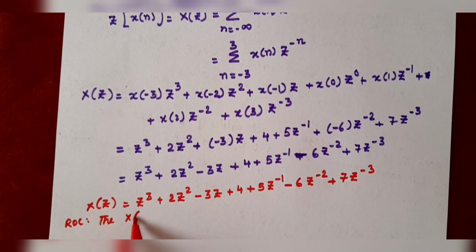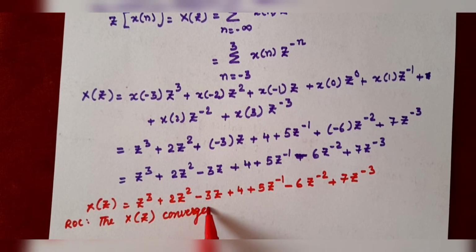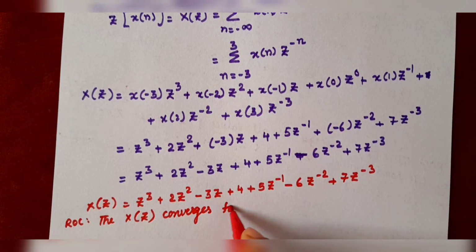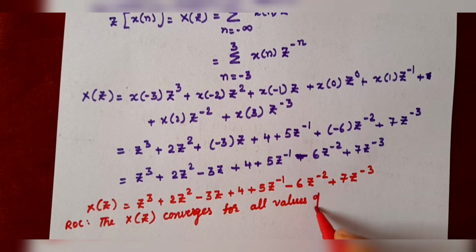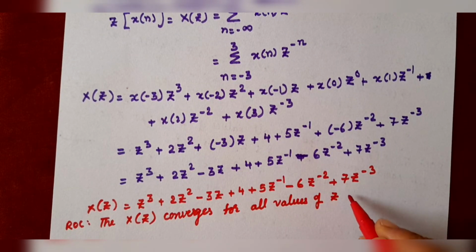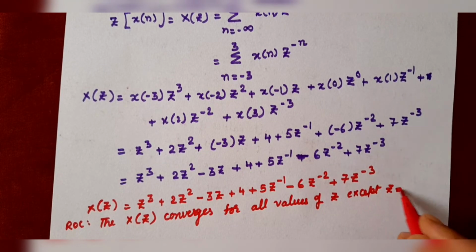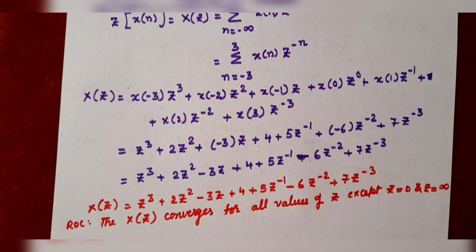the x of z converges for all values of z except z is equal to 0 and z is equal to infinity. Okay.